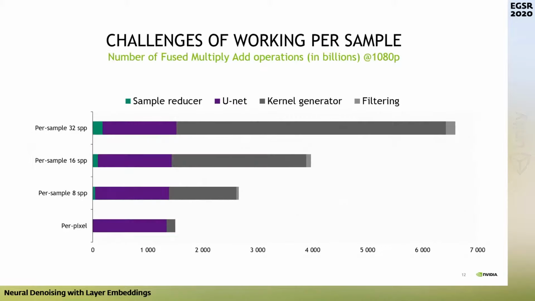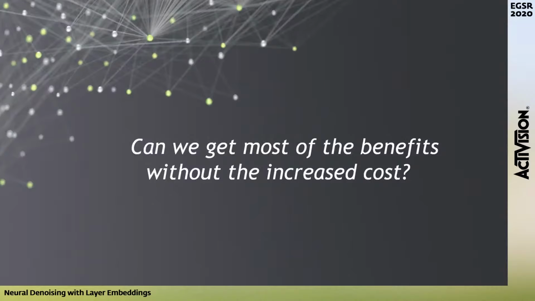Furthermore, if we look at scaling with input sample count, you can see that the per sample denoiser scales linearly with increasing sample count. This is because it produces a kernel for each individual sample. And if you think about it, this is a bit unfortunate, because as you increase the input sample count, the denoising problem gets easier, while the cost of a per sample network keeps increasing. So this led us to the idea: can we get most of the benefits of a per sample denoising network without this increased cost?